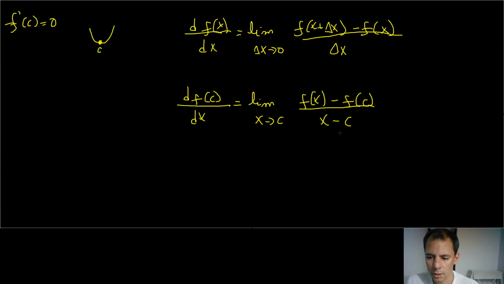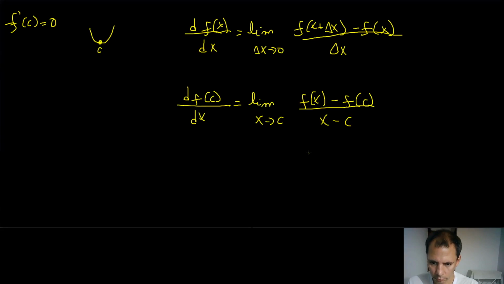Okay, this thing here is the same thing as delta x. As x approaches c, delta x approaches 0. Because what is delta x in this case? You've got c plus delta x equals x. Delta x could be positive or negative. If it's positive, x is greater than c. If delta x is negative, x is less than c.